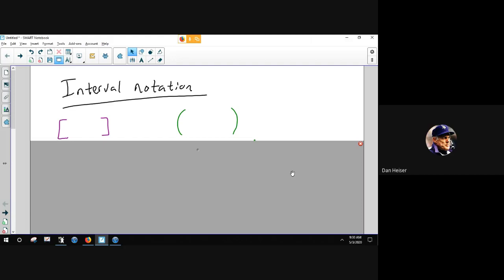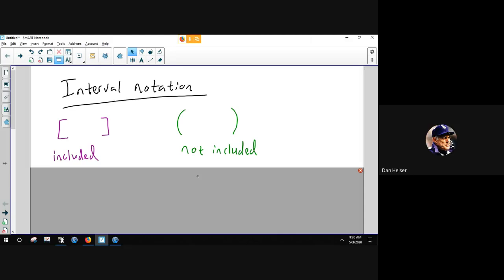So for example, think of the brackets as a closed circle and think of the green parentheses as an open circle. Another way to think of the brackets would be something like a greater than or less than or equal to, while the parentheses would be just a strictly greater than or strictly less than. So I'm going to show some examples here of inequalities and how those inequalities look as an interval.